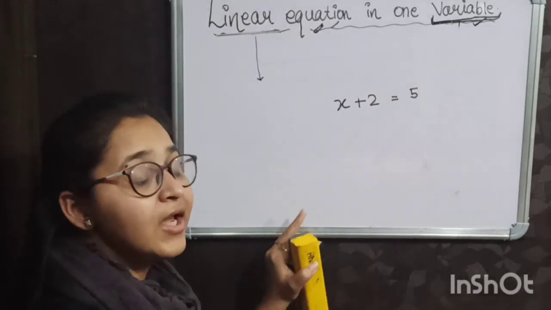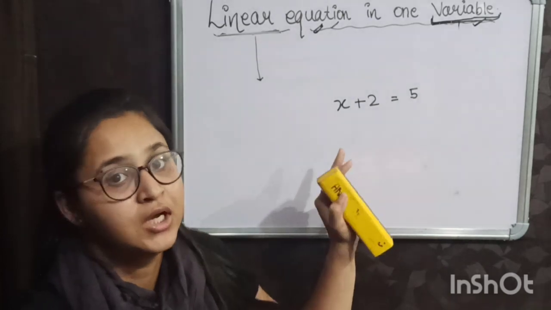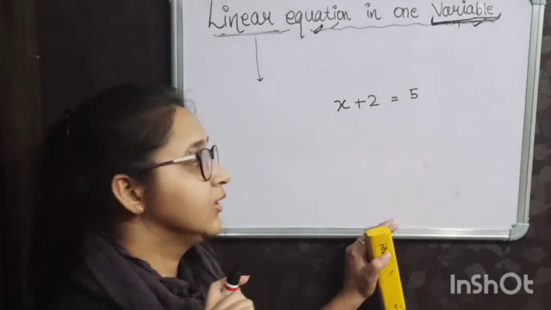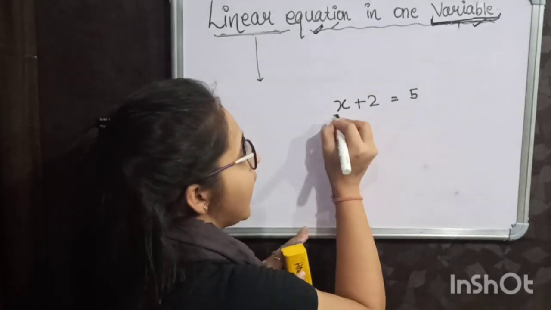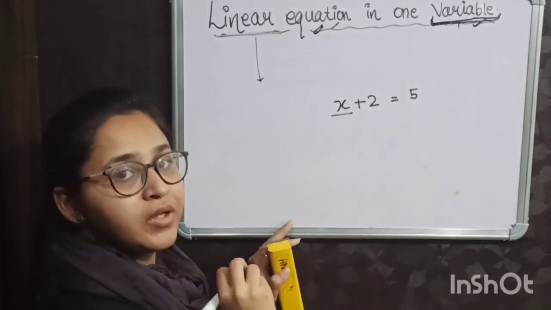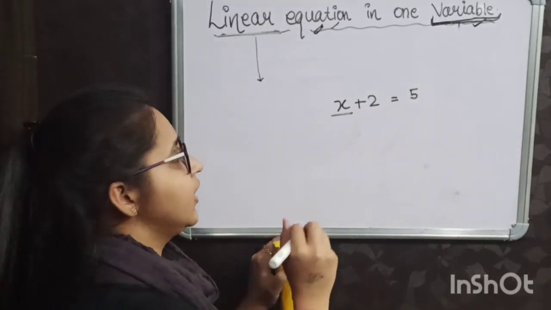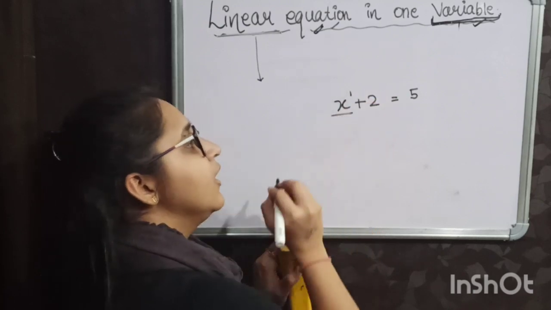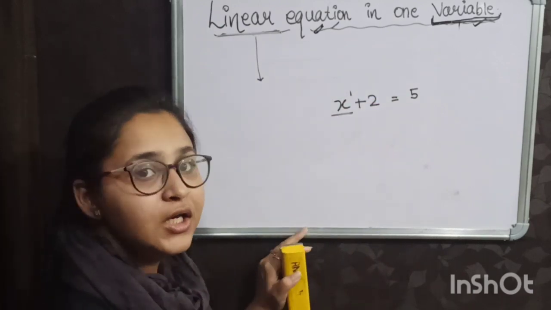Now, why is it called a linear equation? Linear means 1. That is, if the power of your variable is 1, then it is called a linear equation.